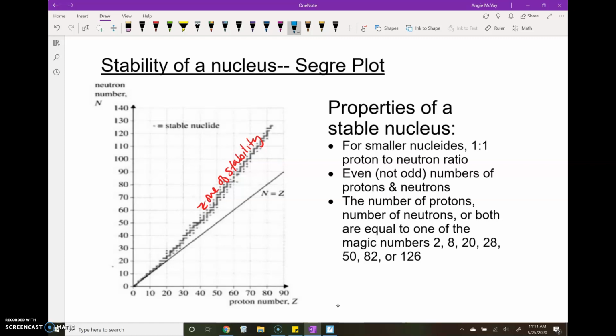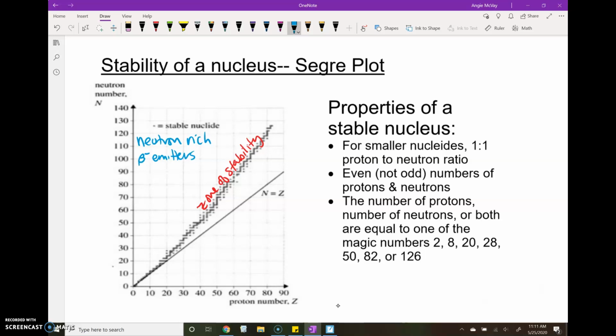Above the zone of stability are generally neutron-rich nuclei, right? They have more neutrons than protons if they exist in this region up here. And that means if they decay, they will be beta minus emitters, and they'll undergo beta minus decay.